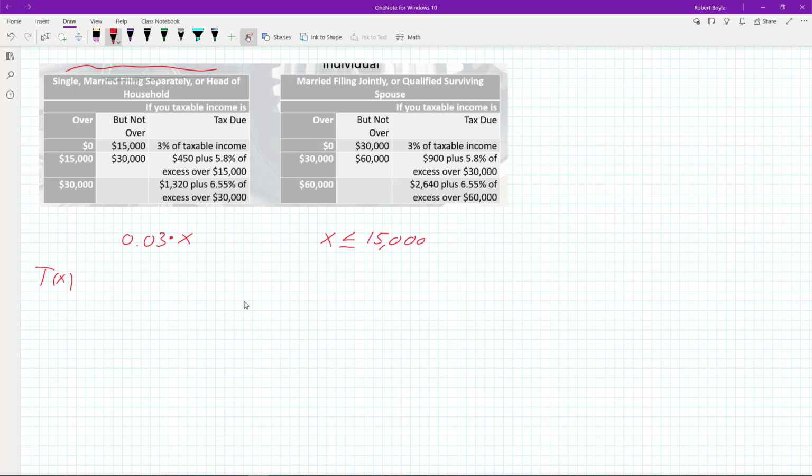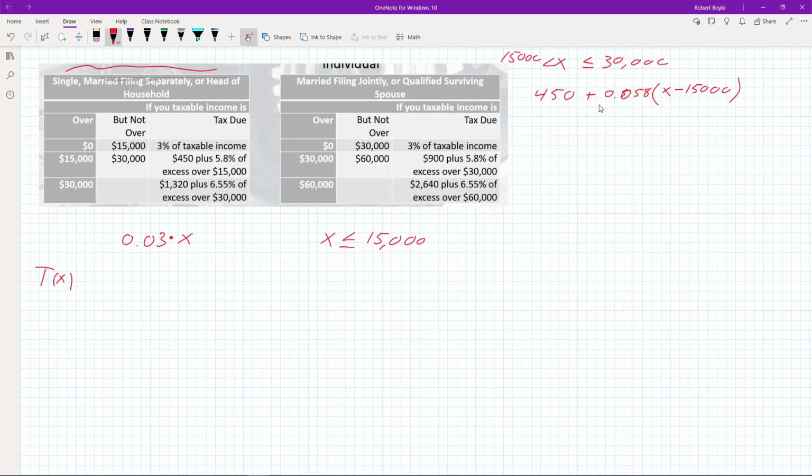So that's that one. Okay, now the next bracket, and I'm going to write over here, says that if we are making more than $15,000, so if x is strictly greater than 15,000, but not over 30,000, that would be less than or equal to 30,000, then we are going to pay $450 plus 5.8%, which would be 0.058, almost messed that up, times every dollar over $15,000, which we can write as x minus 15,000.